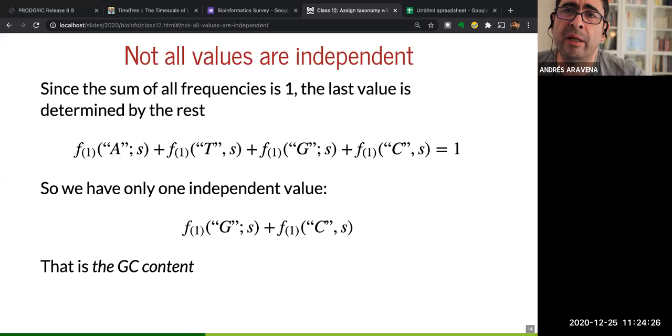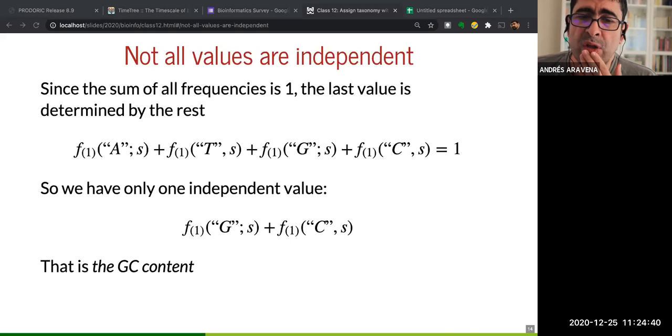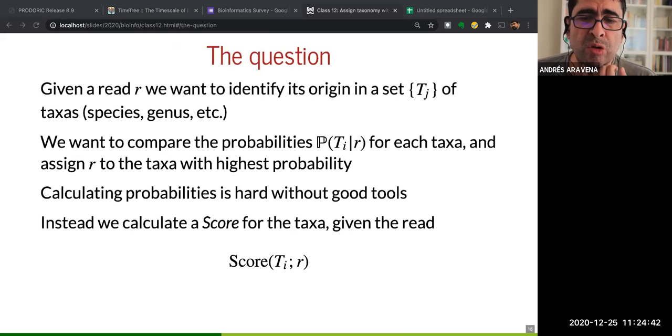And then if you want to generalize, one way of generalizing GC is to count not only one letter, but pairs of letters or triplets of letters. So that is the philosophy: counting k-mers is kind of making a larger vision of GC content. So the question that we want to solve is this. We have a read R, to fix ideas, let's say 500 letters. Depends on the technology, of course, but let's say 500 letters.